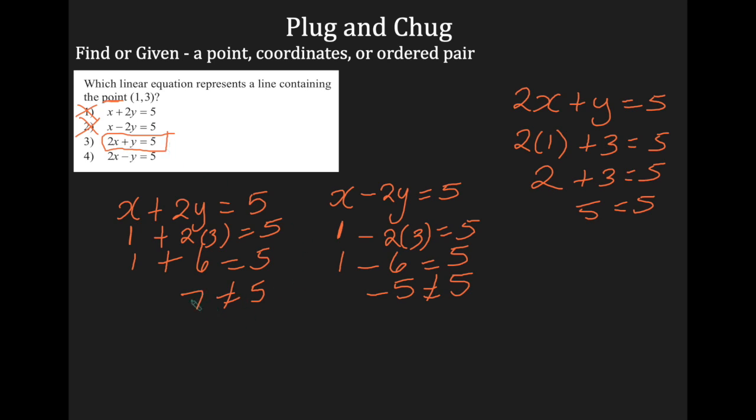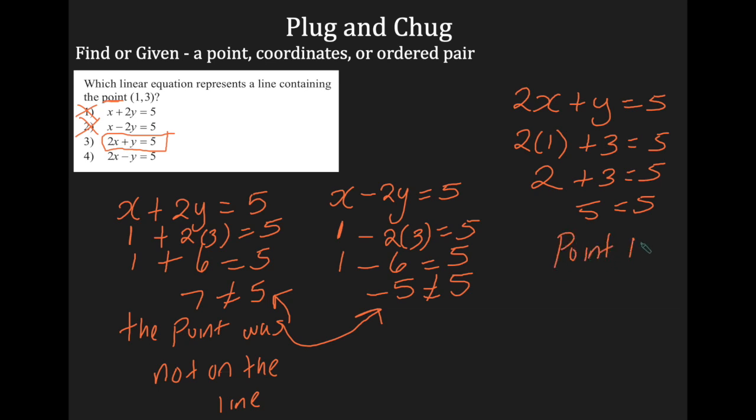Now notice when they did not equal, that meant that the point was not on the line. So that occurred here for the first equation and the second equation. When we plugged in the point, the left and the right did not equate. However, with the third equation, both sides were the same, and that meant that the point is on the line for this one.